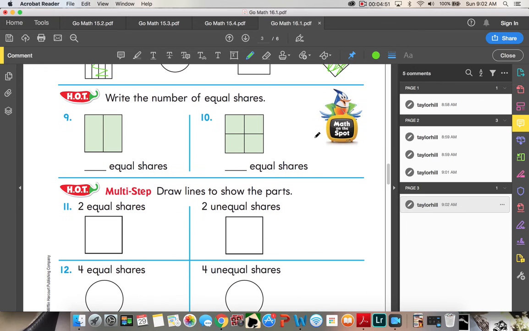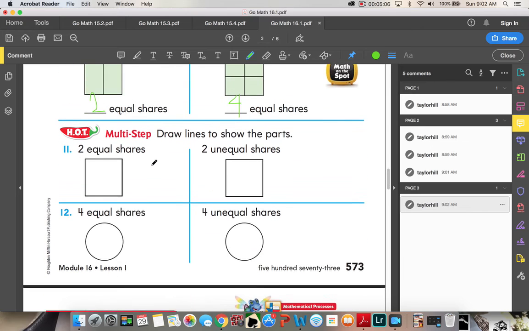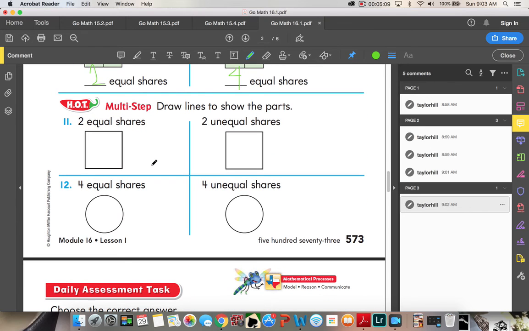Okay. Number 9. Write the number of equal shares. Okay. How many pieces is this square divided into? 2. Good. Okay, how many pieces is this square divided into? 1, 2, 3, 4. 4 equal shares. Good.